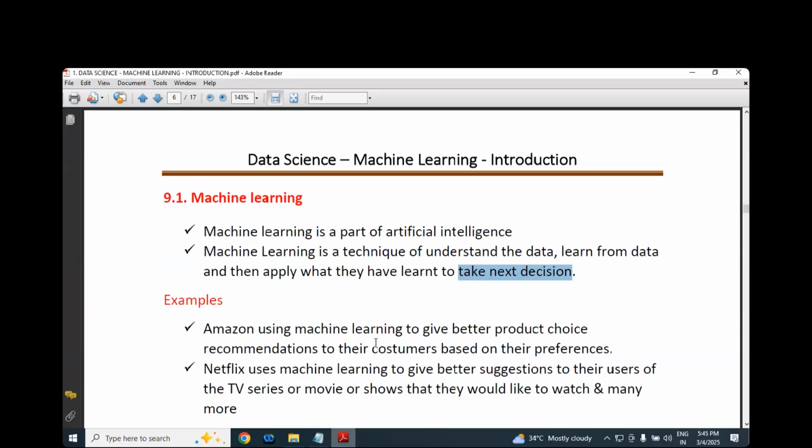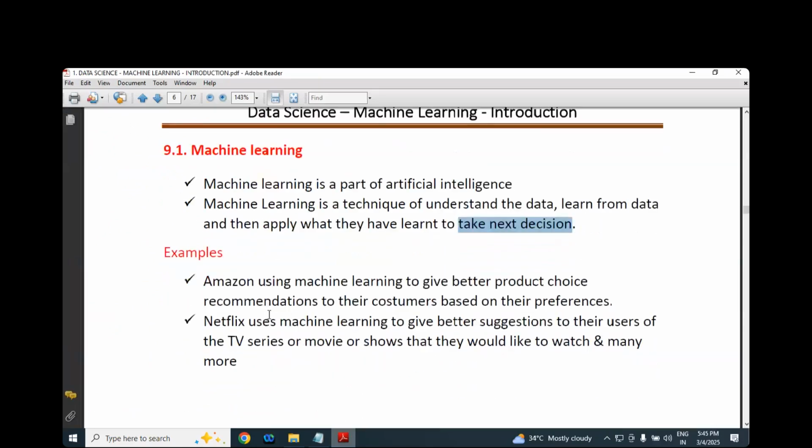Here the prediction will be done by a machine learning algorithm. Let me take a few examples. Amazon uses machine learning to give better product recommendations to their customers based on their preferences. Whenever you are searching for products on Amazon, say you ask for a Samsung mobile and your budget is 10,000, based on that 10,000 it will start recommending.